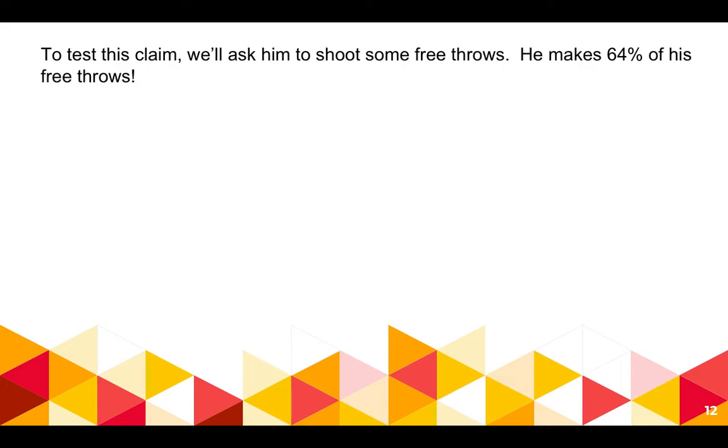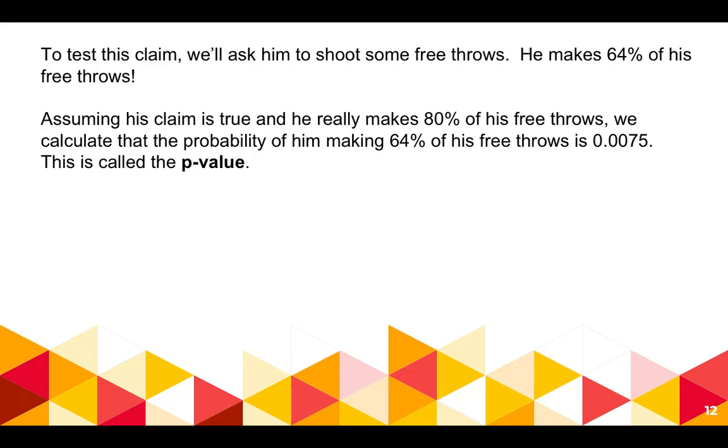So we want to test this claim. We're going to ask him to shoot some free throws. He ends up making 64% of his free throws. That is less than 80%. But is it enough evidence to not believe him? Do we have enough evidence to reject his claim, reject the null hypothesis that it's 80%?